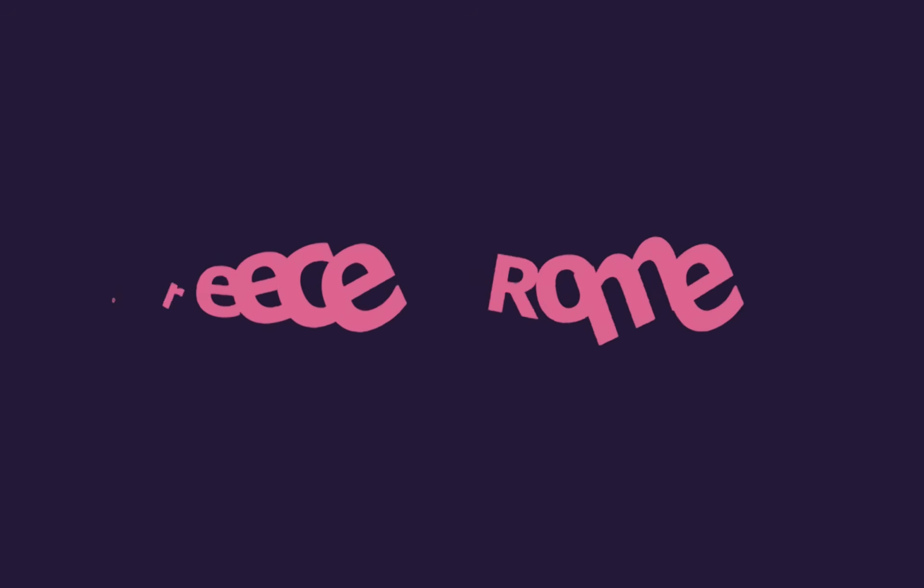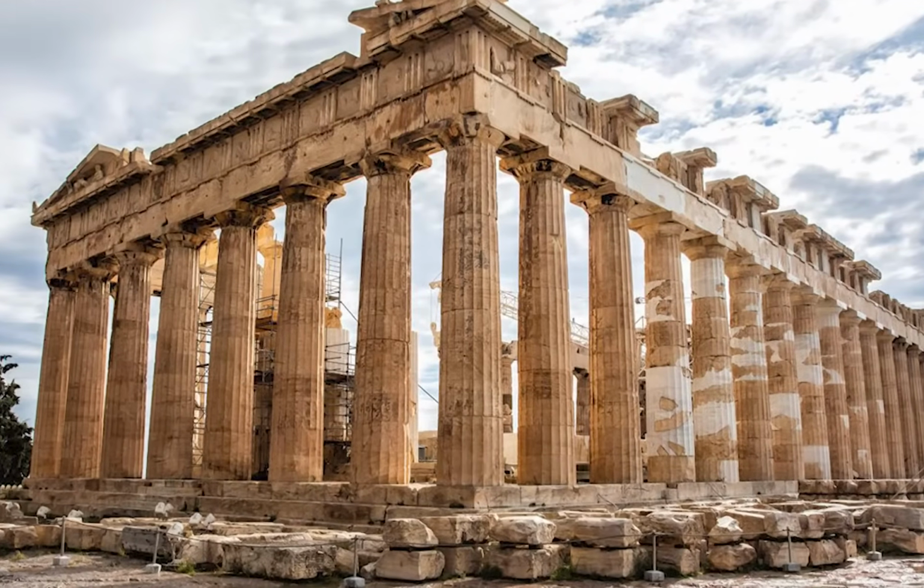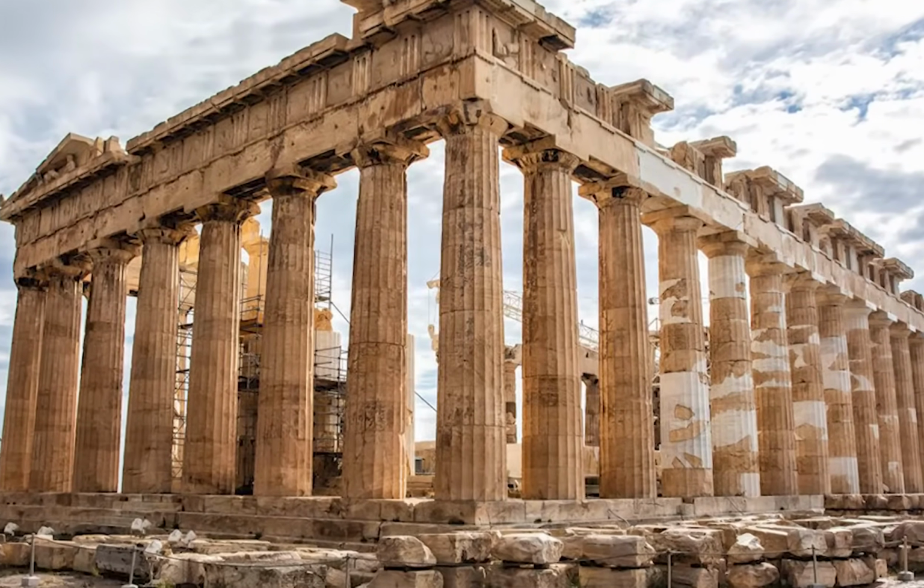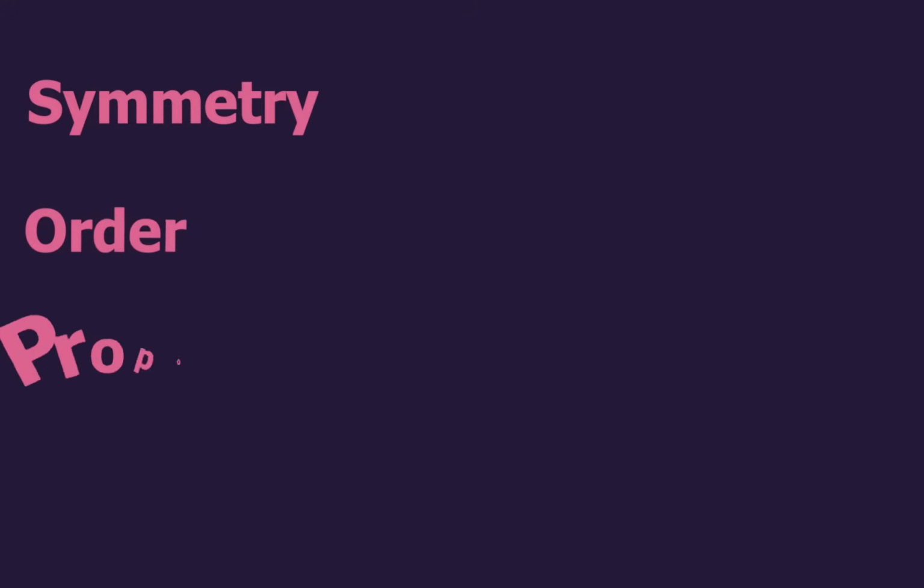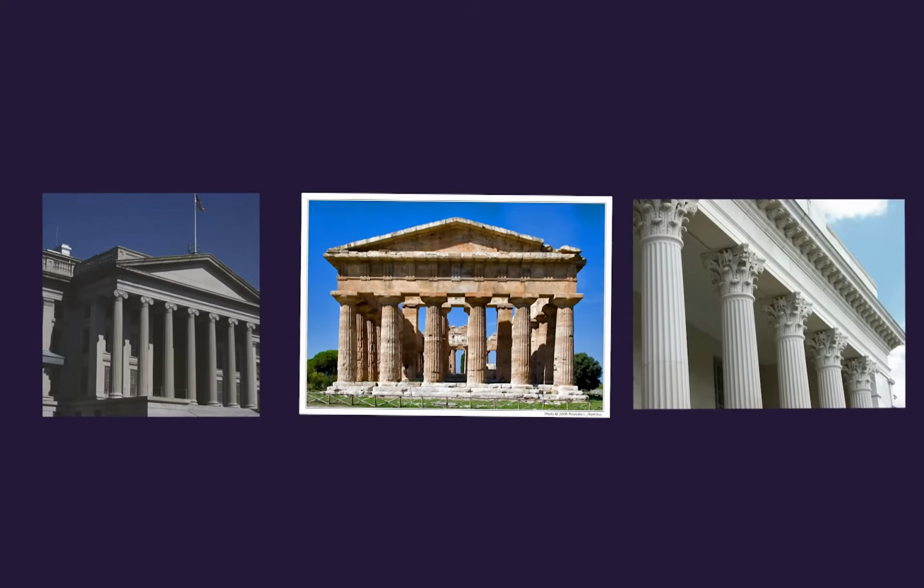Classic architecture. Classic architecture was predominantly used in Greece and Rome. One of the greatest examples of classic architecture is the Parthenon in Athens. Some of the main characteristics of classic architecture are symmetry, order, proportion, and perspective. Three types of orders were used in classic architecture: the Ionic, Doric, and Corinthian.